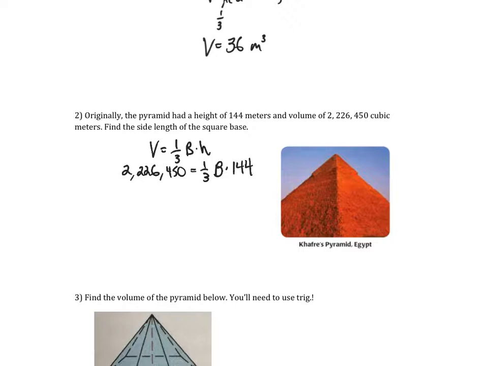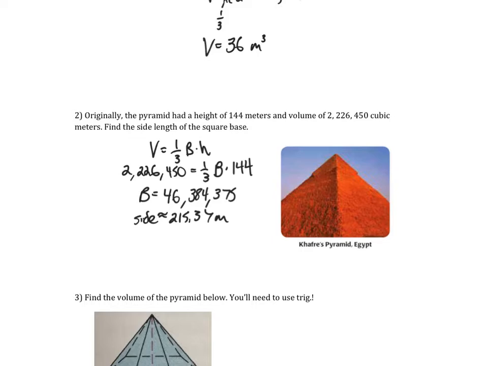If we simplify this a little bit, I'm just going to move it to the left side, B equals 46,384,375 meters squared. In order to find the length of a side, we need to take the square root of that. So if you take the square root of both sides, a side is approximately 215.37 meters. That's a big pyramid.